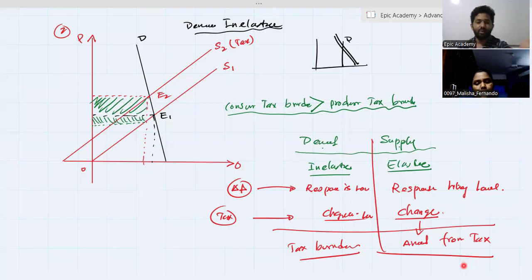By looking at the curve, the demand curve is inelastic. So at once you can think that the larger part of the tax burden has to be taken by the consumer. By looking at the supply curve, you can identify it is elastic. Okay, a minor part of the tax burden has to be taken by the supplier. That's the secret. So now you got the answer to your question, isn't it? Yes. So this is the answer.